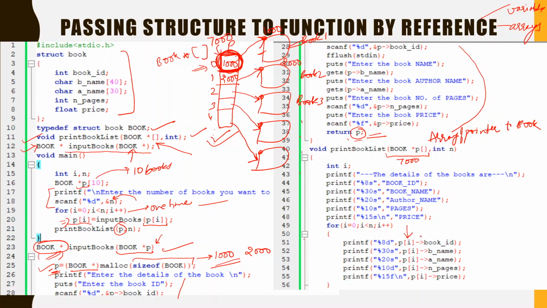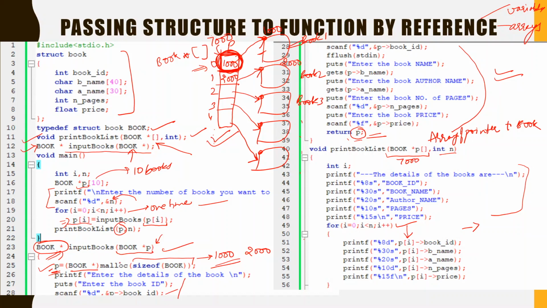Since this is a pointer variable accessing a member variable from a pointer, we are going to use the arrow operator instead of the dot operator, and we have to do the same while taking input also. Here you can note that we also require this n, because this function needs to know how many books have been input. That is why it is going to print the table of the books that have been input with this function.